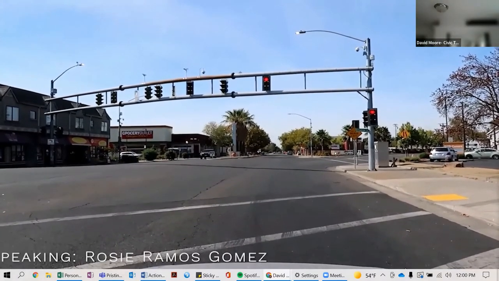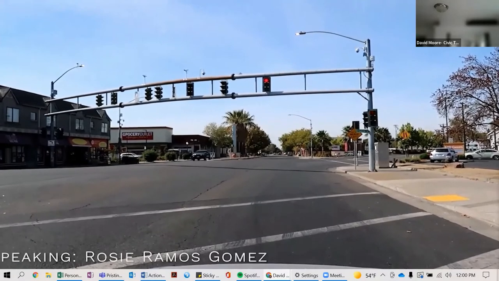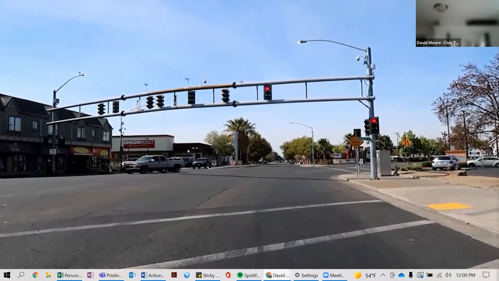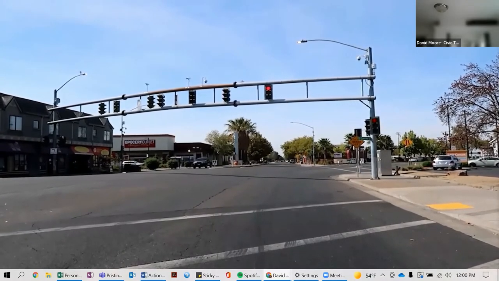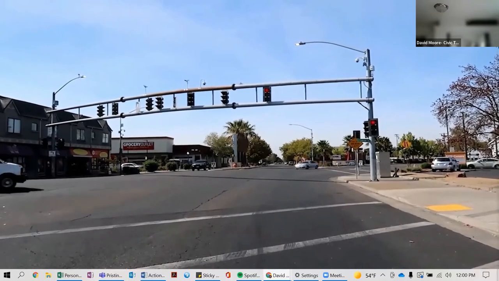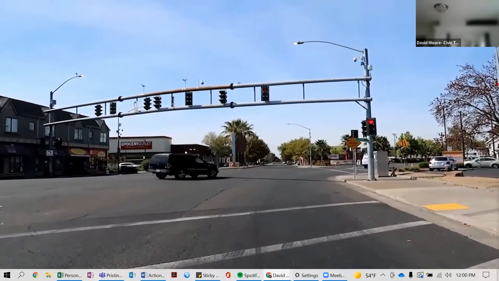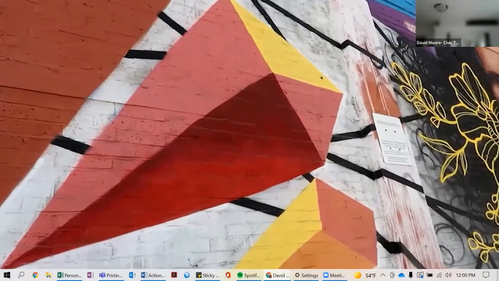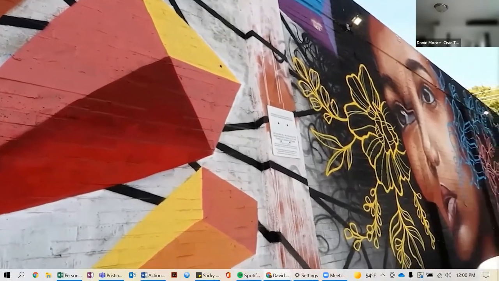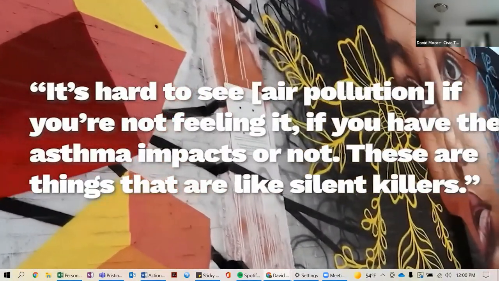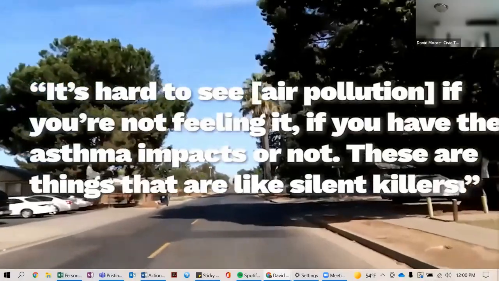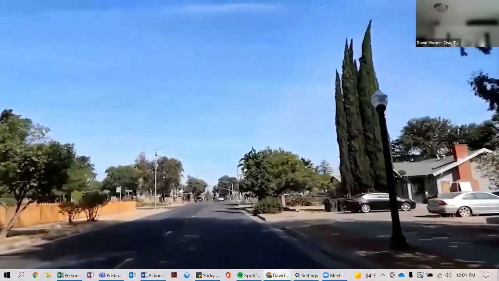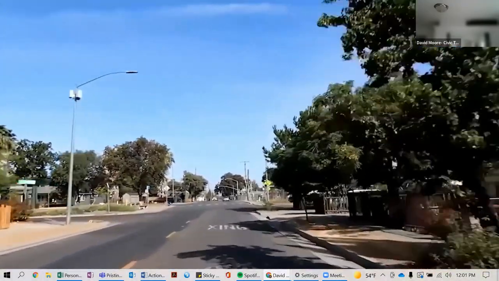I think it's one of those things that it's hard, though. You can see the freeways, and it's clearly there, but it's also hard to know that the environment is bad, right? I understand that, because I'm working in this air quality space and transportation space, and we just know from data that the fumes and all the stuff that's coming from the freeways are affecting our communities. But I think it is hard to see it if you're not feeling it, if you have the asthma impacts or not, right? These are silent killers in a way, they will come get you afterwards.